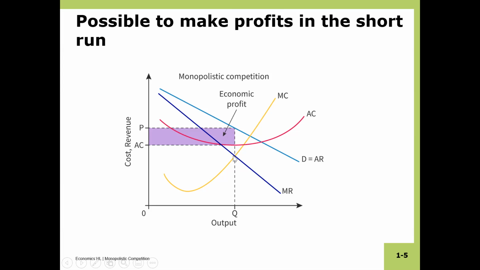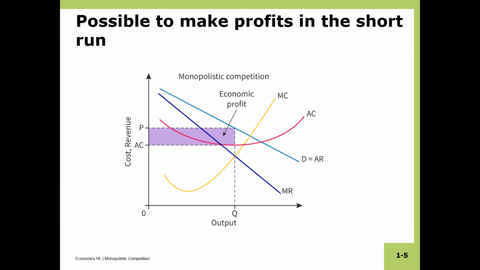And at this level of output, we can see the price. We can just go up and see what the price is, and we can also see what the average cost is. And then the profit is just going to be equal to this in the short term. However, we know that there's free entry and exit. So what's going to happen?